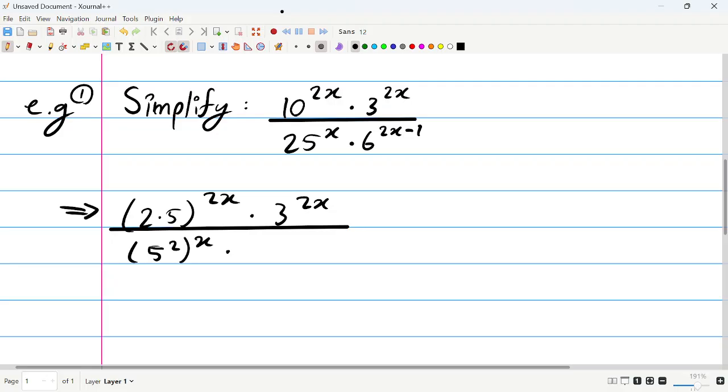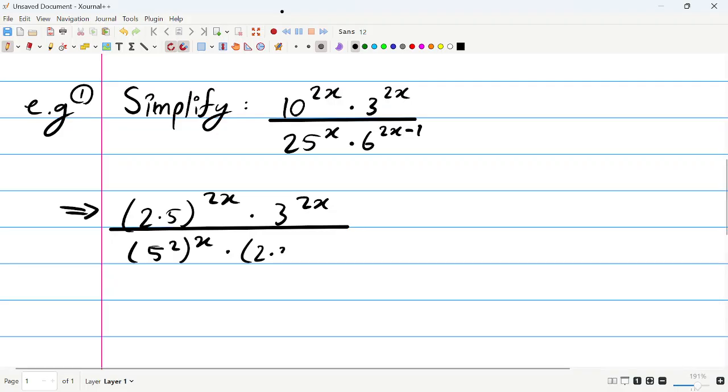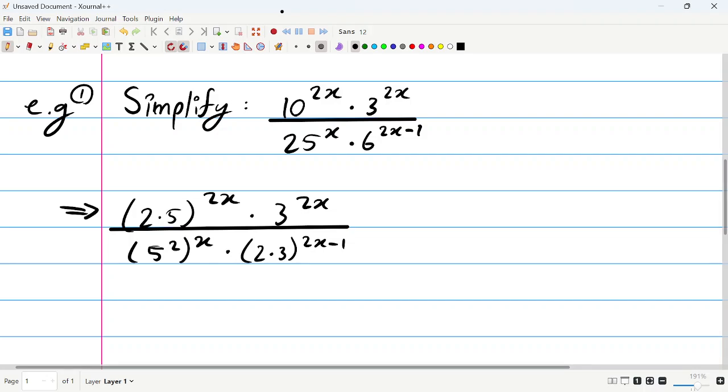Multiplied by, what is the prime factors of 6? If we take 2 and multiply it by 3, right? And then we'll have 2x minus 1. And now what we need to do is we need to find a way to progress further.